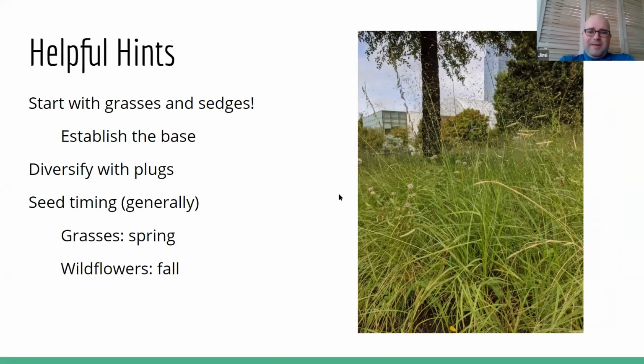So on to some helpful hints. The first one I usually say is a good thing to start with is you need to start with your grasses and sedges and establish that base. Weed pressure is going to be one of the biggest headaches, and in the next few slides, I'm going to mention weeds and the headaches they can cause all the time. The grasses typically are very competitive and make a very good base.